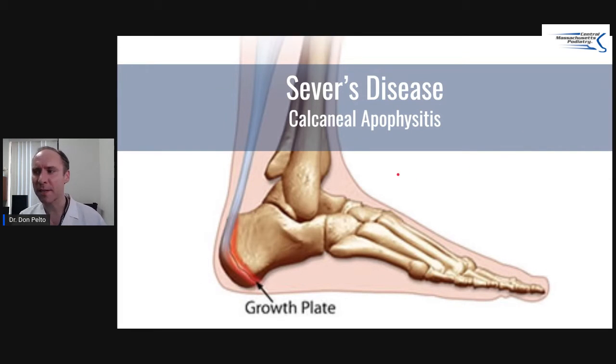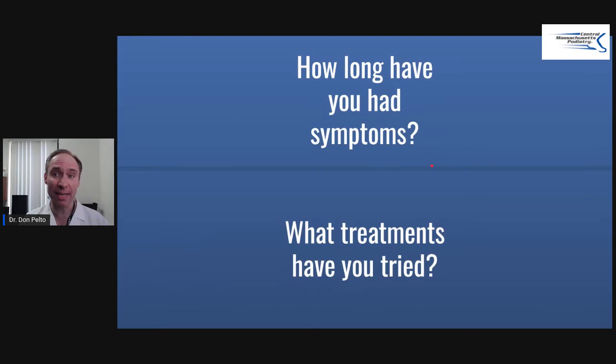A lot of children come into the office and they have this condition called Sever disease. It's named after a person, probably Dr. Sever, but the technical term is Calcaneal Apophysitis. So let me explain this. The calcaneus is actually the heel bone right here, and the apophysis represents the growth plate, and itis just means inflammation. And today I want to go over exactly what this is.